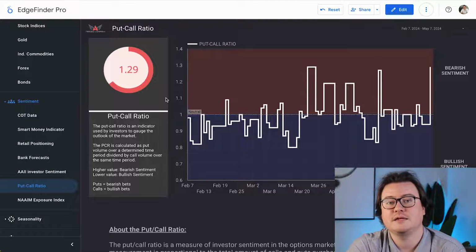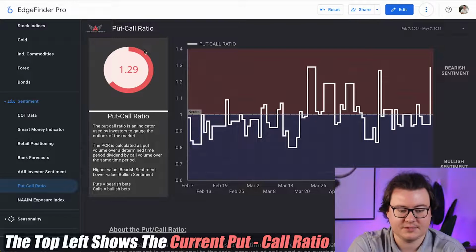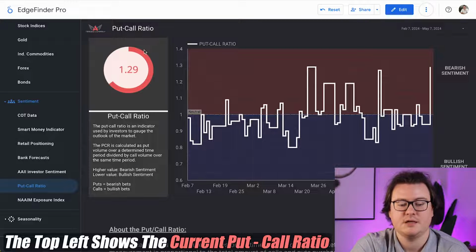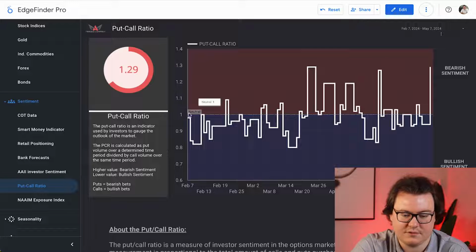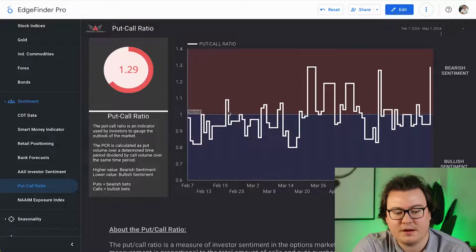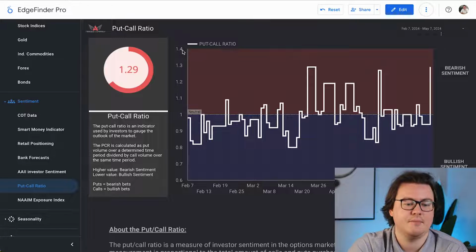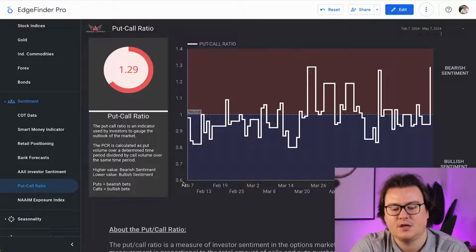The other way to take a look at this is to look at this circle right here, which shows the most current and up-to-date put-call ratio information. The higher the number is, the more bearish I know it is. We can follow this line here. This neutral line is at 1. And the more bearish we get, up to a 1.4 bearish put-call ratio, or we can drop down to a 0.6 bullish put-call ratio.